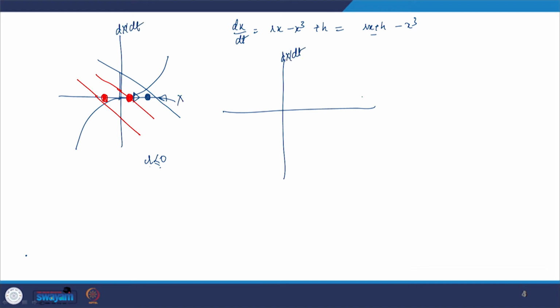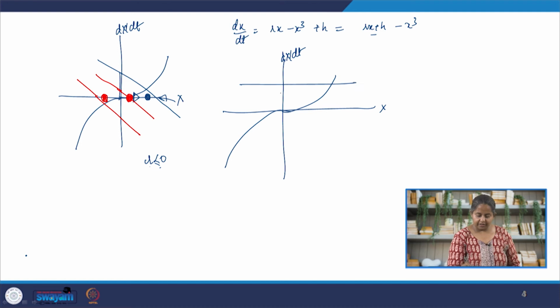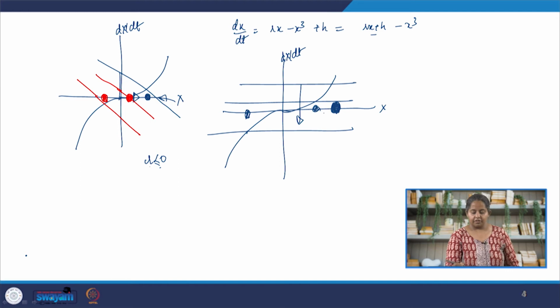So here is the curve, and now we have a horizontal line. For positive h, we have one fixed point, and you know by now this is a stable fixed point. Now, as we reduce h, bring this line down, we still manage to have only one fixed point at all times, and these fixed points are also stable fixed points. So our bifurcation diagram becomes very easy. It looks like this.